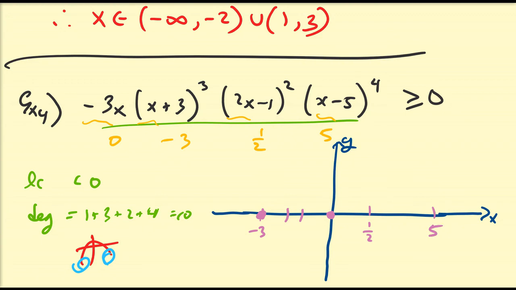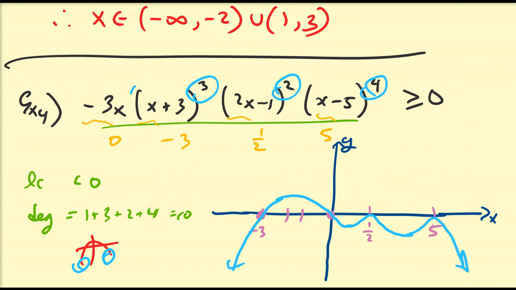So at -3 we have an odd multiplicity, so we're going to pass through that point. We have an odd multiplicity at 0, so we're going to pass through that point. At 1/2 we have an even multiplicity, so we're going to bounce off that point. And at 5 we're going to have an even multiplicity, so we're going to bounce off that point and go to 0. Make sure that this agrees with our multiplicity sketch in the beginning.